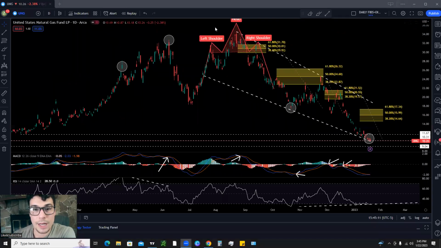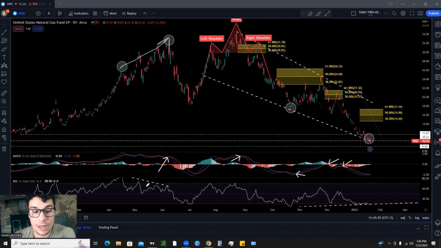So now that we're zoomed out on UNG, we're going to go over the divergences. We're going to break down the patterns, okay, and show you guys everything so you truly understand it. We'll start off here with a bearish divergence. So notice how we're making a high on the chart and then a higher high on this chart.